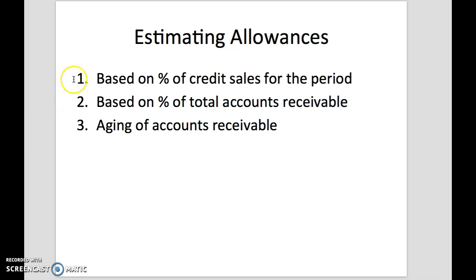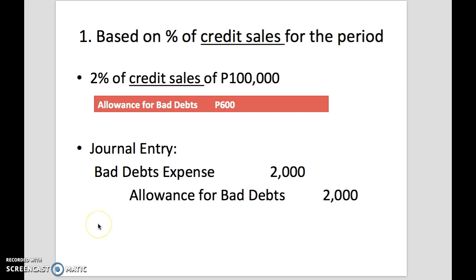So let's tackle the first item, this one. Let's say the estimation of allowance for bad debts is based on the percentage of credit sales for the period. The given here is 2% of credit sales of 100,000. And let's say in your balance sheet, there's already an amount of 600 pesos in your allowance for bad debts, meaning this amount was obtained from previous periods.